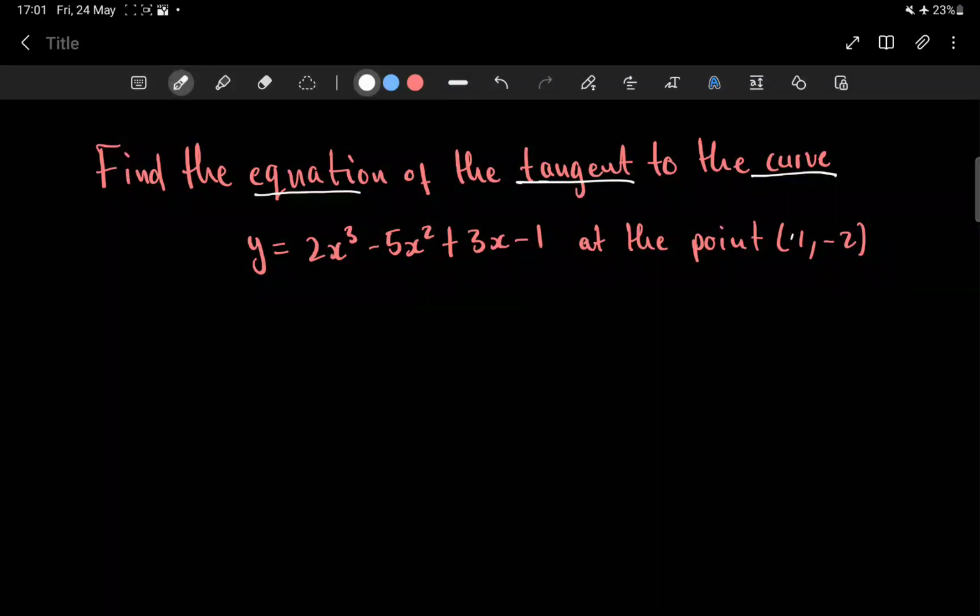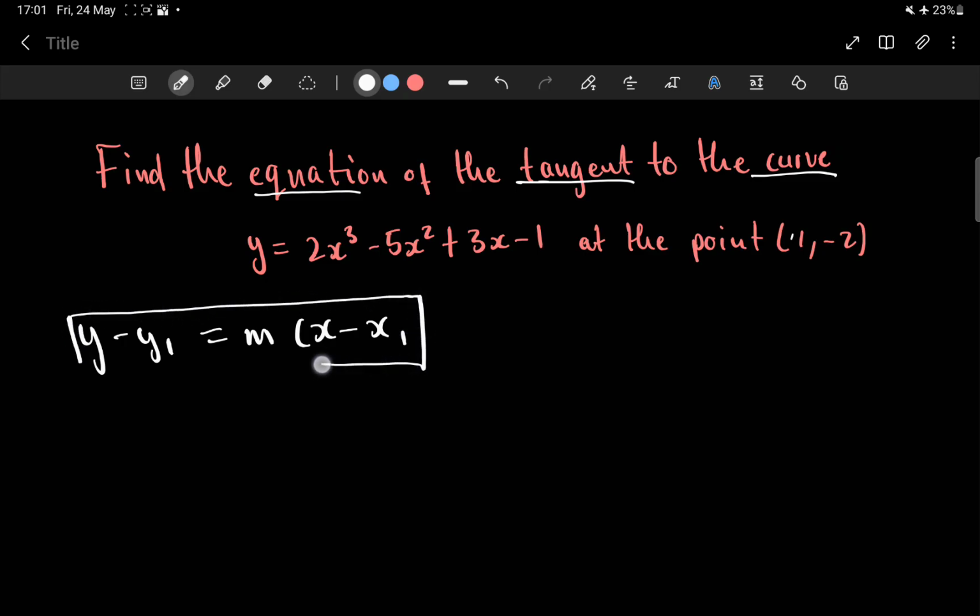Okay, so now let's go ahead and find the equation of the tangent. We know that we are going to use y minus y1 is equal to m multiplying x minus x1. Here we can find the equation of this because we know that a tangent is a line. So this is for our tangent, okay?